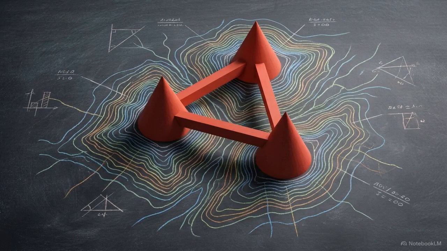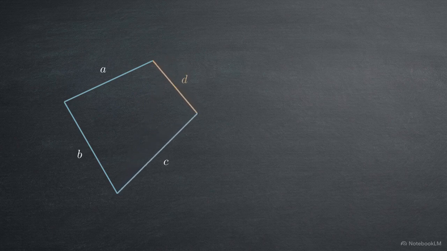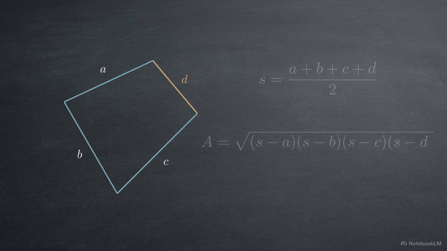Land surveying often requires measuring triangles, where a perpendicular height is impossible to determine physically. Heron's formula calculates area using only the 3 side lengths. By finding the semi-perimeter and checking it against the triangle inequality, we can find the exact area of any valid triangle. In 628 CE, the mathematician Brahmagupta generalized this logic.